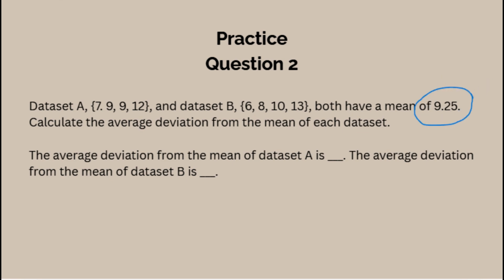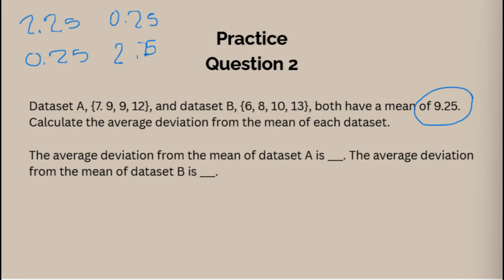For my sake, I'm going to circle the mean. So the difference between 7 and 9.25, let's work with just data set A right now. The difference between that is going to be 2.25, okay? And then between 9 and 9.25 is 0.25. And then we have another 0.25 because we have another 9. And then we have 12. So we have 0.75, is going to make 10. Okay, so here's for data set A. We're going to add these together.